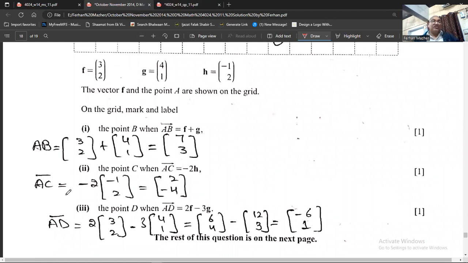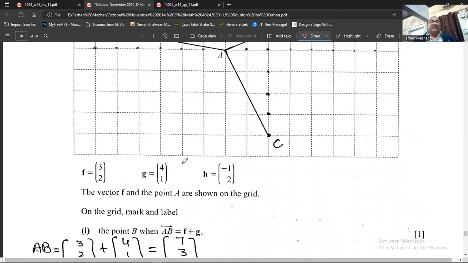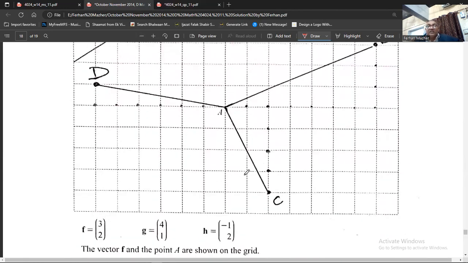Okay. So AC will be minus 2 times (minus 1, 2). So it will be (2, minus 4): 2 steps to the right and then 4 steps down. So from here, 1, 2, then 1, 2, 3, 4. So this is the point C. I hope you understand.